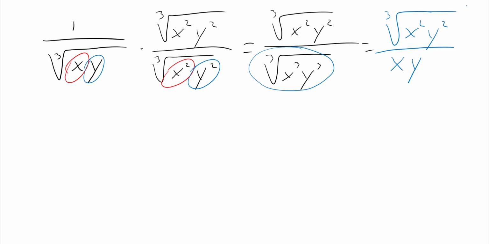Okay, you're always looking for perfect cubes on the bottom. That's the only way you get rid of a radical in the denominator. Okay? So here, let's do another one, again, similar to a homework problem.